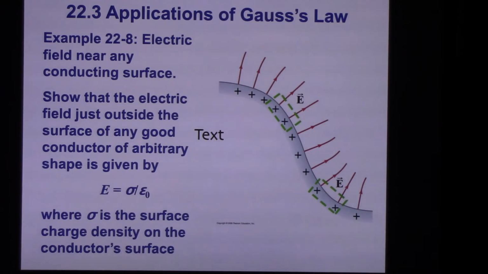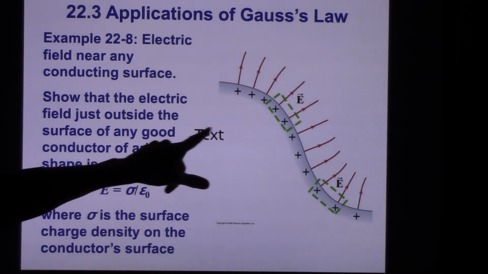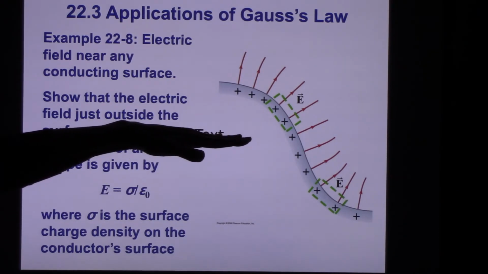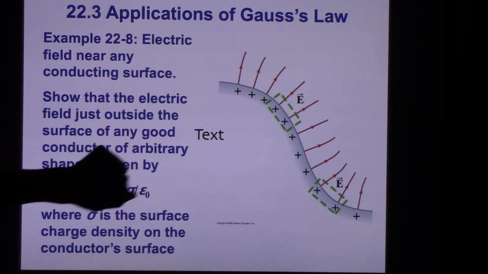So in this case, that text needed to get crossed out, sorry about that. I'll come back and edit that right there.